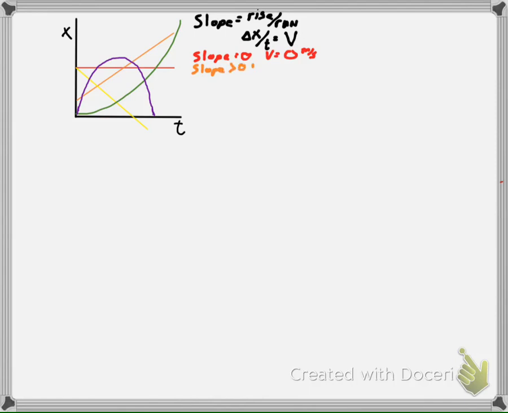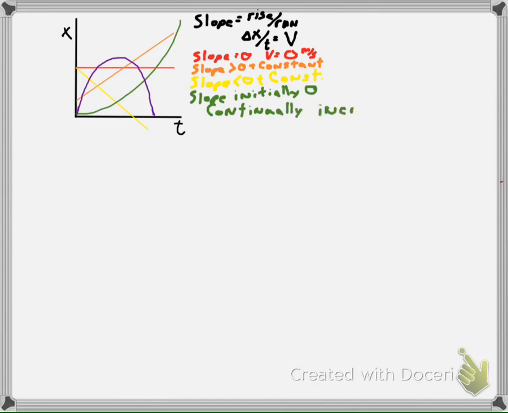The orange line has a slope greater than 0, and it's constant. It's not changing. The slope doesn't change. So the velocity is greater than 0 and constant. The yellow line, it has a constant negative slope, less than 0. The green line, what's happening there? The green line starts at 0, and it keeps getting larger and larger. It's increasing. The slope is increasing. Velocity is doing the same thing.